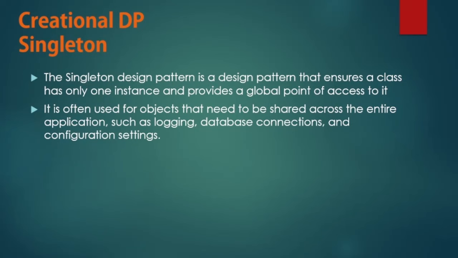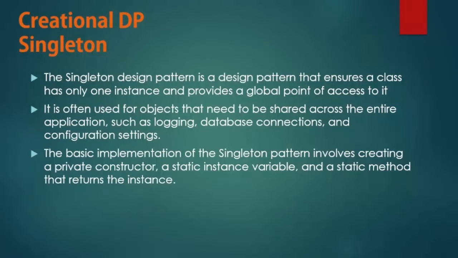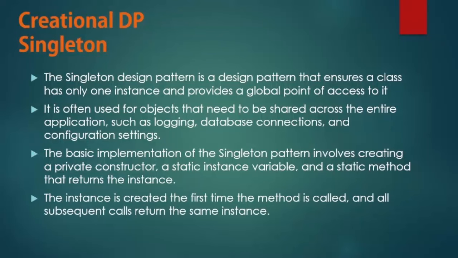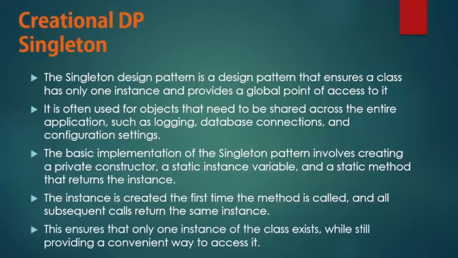and configuration settings. The basic implementation of the Singleton pattern involves creating a private constructor, a static instance variable, and a static method that returns the instance. The instance is created the first time the method is called, and all subsequent calls return the same instance. This ensures that only one instance of the class exists, while still providing a convenient way to access it.